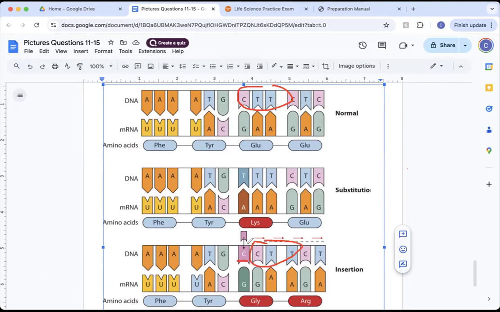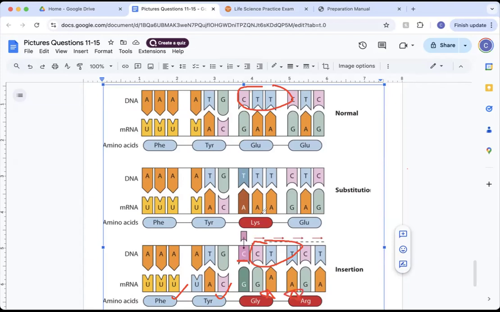So again, you can see how that changes your mRNA. Instead of GAA, we have GGAA. And then you can see the ones in front stay the same. We still have phenylalanine and we still have tyrosine. But now we can see we have a change here in glycine and we have a change here in arginine.